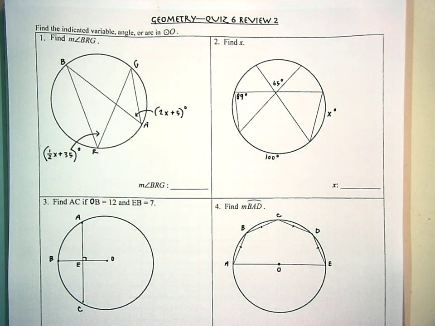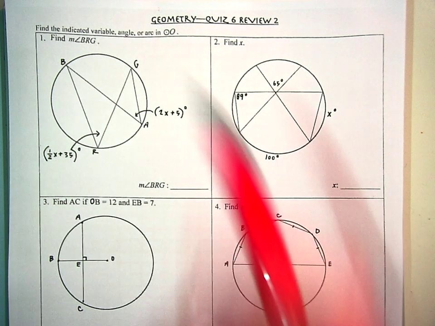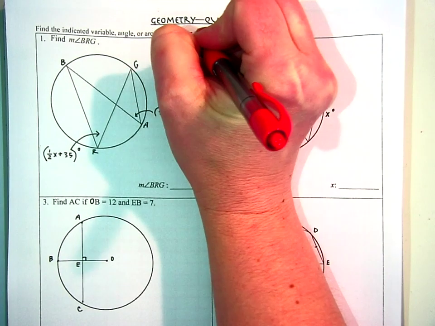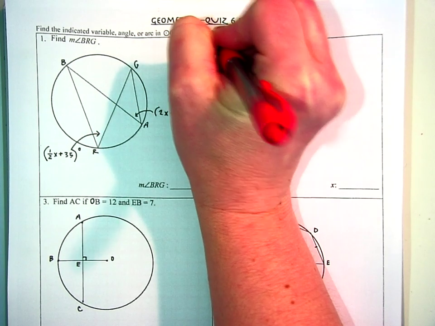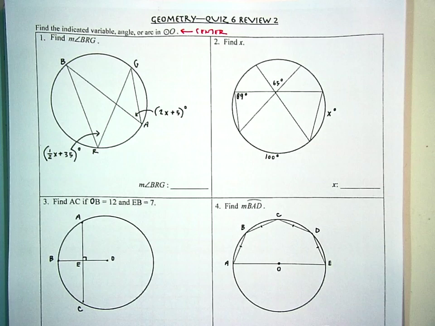Today I'm doing a little bit more practice with all of the content that we're using to prepare for Quiz 6. So here again, we're looking at angle, arc, segment relationships. First up, I'm saying find the indicated variable, angle, or arc in circle O. If I name it circle O, that means that O is the center of the circle. So I'm going to make a little note here just to remind myself that when we name a circle, we name it by its center. So in all of these problems, O is the center of the circle.